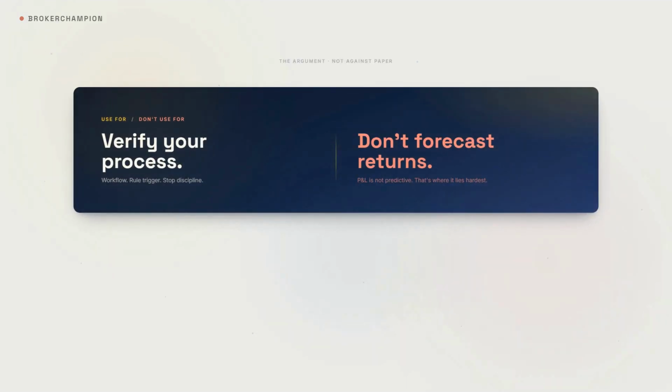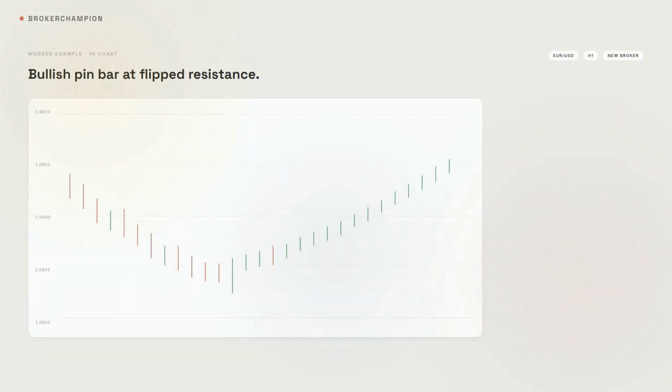None of this is an argument against paper trades. It's an argument against treating their P&L as predictive. Use a paper trade to verify your process. Don't use it to forecast your returns. Let's make that concrete with a worked example. You're learning Euro US dollar on the 1-hour chart at a new broker.